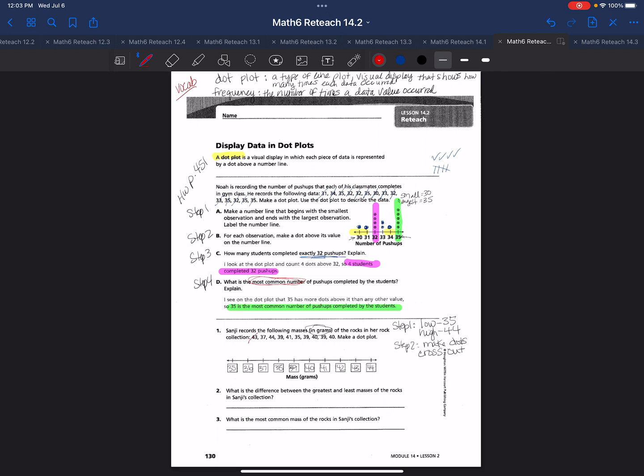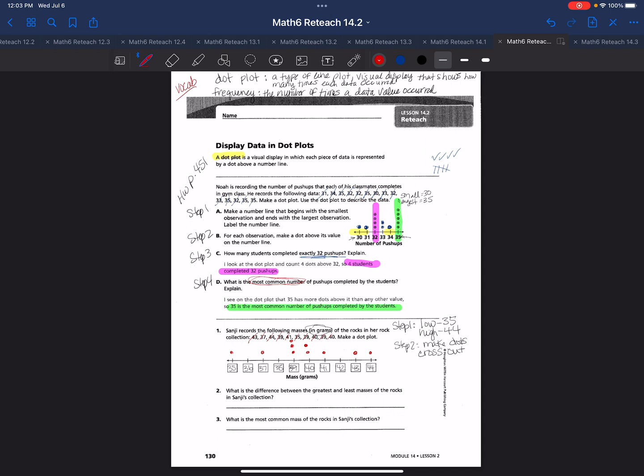All right, so we have 43. So you find 43 and you make a dot. You have 37, 44, 39, 41, make this one a little bigger so I can keep them all the same size, 35, 39, 40, 39, and 40.